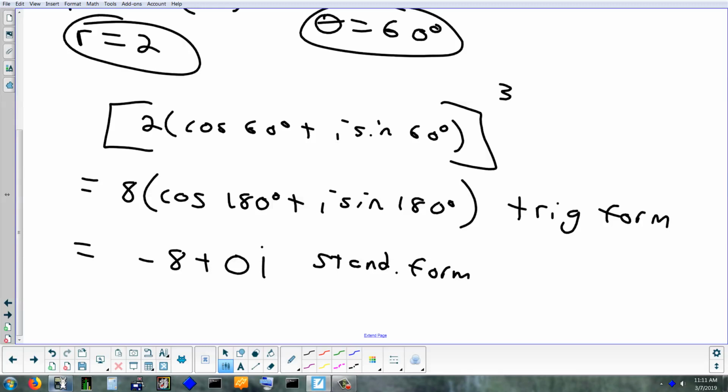Negative 8 plus 0i. I mean, you could just put negative 8. But if this number wasn't 0, then you'd have to put what it was, like negative 8 plus 2i or something. So trig form, very easy to change it back to standard form. It's much faster to go from trig form to standard form than from standard form to trig form, because you got to use Pythagorean theorem to do that, usually. Okay, so any questions on that one?